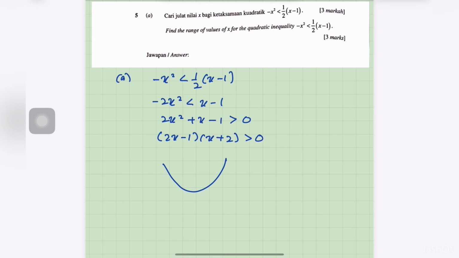So for this, we have to sketch the graph. Okay, so this one, the roots are negative 2 and 1 over 2. Okay, here we have more than, so meaning that this area and this. Okay, so then we have two separate shaded regions. So meaning that we have to separate the range. So for the left one, x is less than negative 2. And the right one, x is more than 1 over 2. So this is the range of values of x.